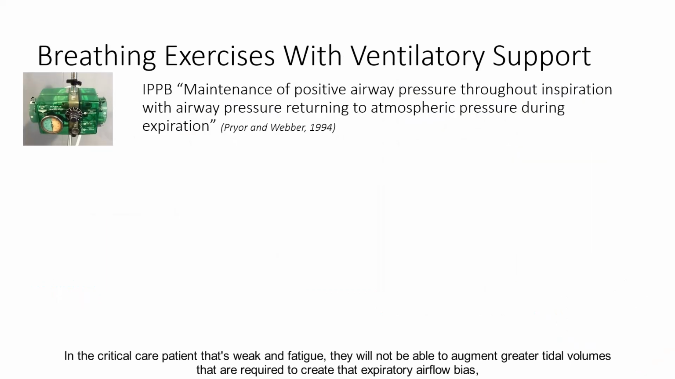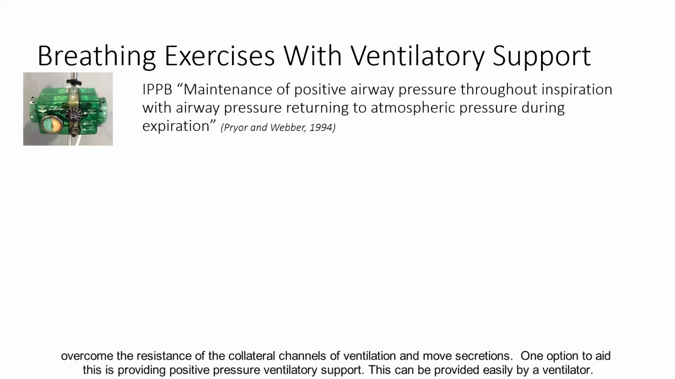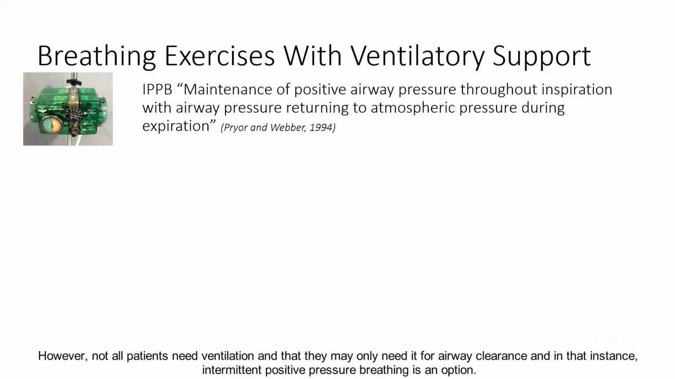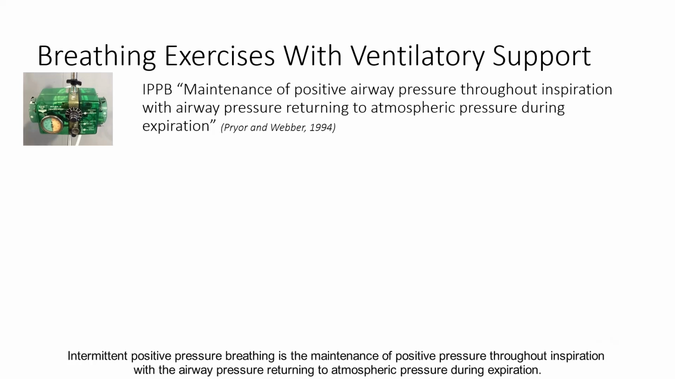In the critical care patient that's weak and fatigued, they will not be able to augment the greater tidal volumes that are required to create that expiratory airflow bias, overcome the resistance of the collateral channels of ventilation and move secretions. One option to aid this is providing positive pressure ventilatory support. This can be provided easily via ventilator. However, not all patients need ventilation, and they may only need it for airway clearance, and in that instance, intermittent positive pressure breathing is an option.